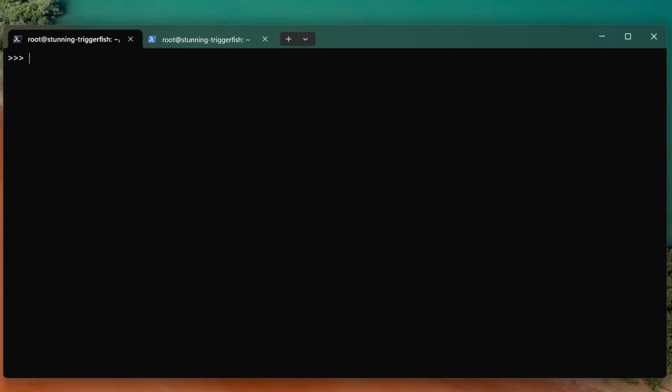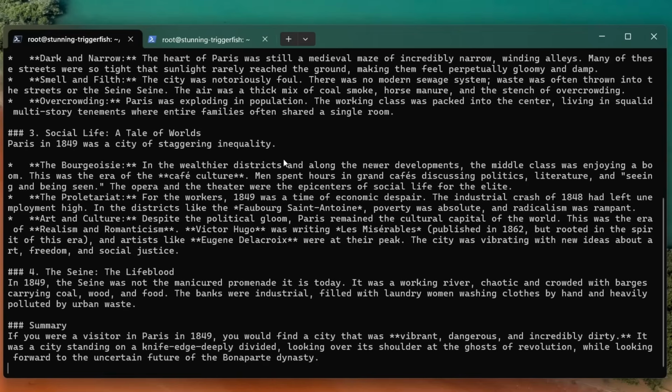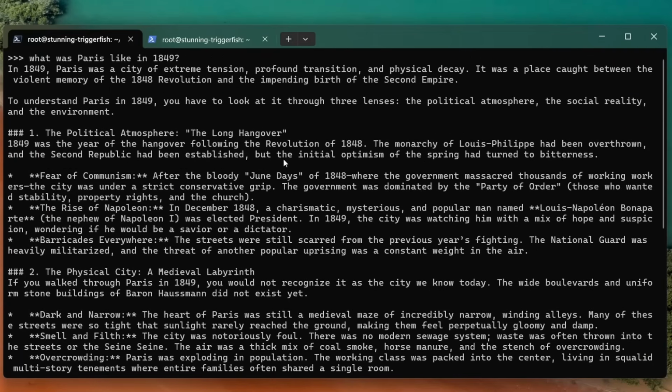And let's just see what its knowledge is like. This, of course, doesn't search the internet, so this is only what it knows. What was Paris like in 1849? Let's see what it says. Okay, so it's come up with quite a nice answer. It's got some good text here.